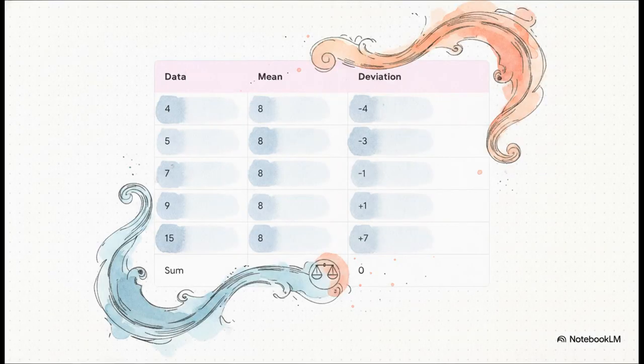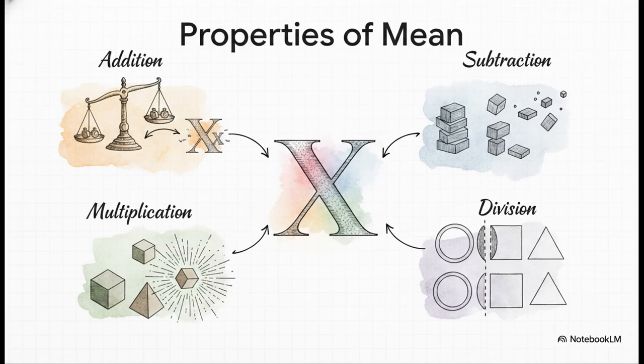Let me show you this magical zero-sum balance in action. Let's say our numbers are 4, 5, 7, 9, and 15. The mean of those is 8. Now, if we calculate the deviation, meaning we subtract that mean of 8 from each number, we get -4, -3, -1, +1, and +7. If you add up all those negatives, you get -8. Add up the positives, +8. Put them together, and 0. The numbers below the mean perfectly offset the numbers above it. It's just perfectly balanced.